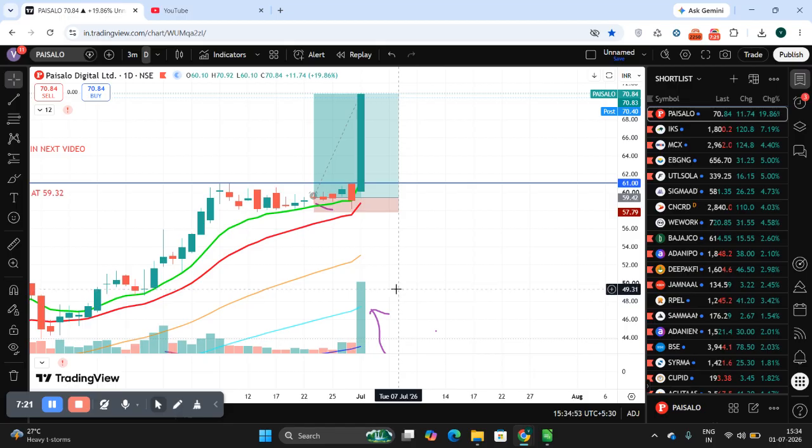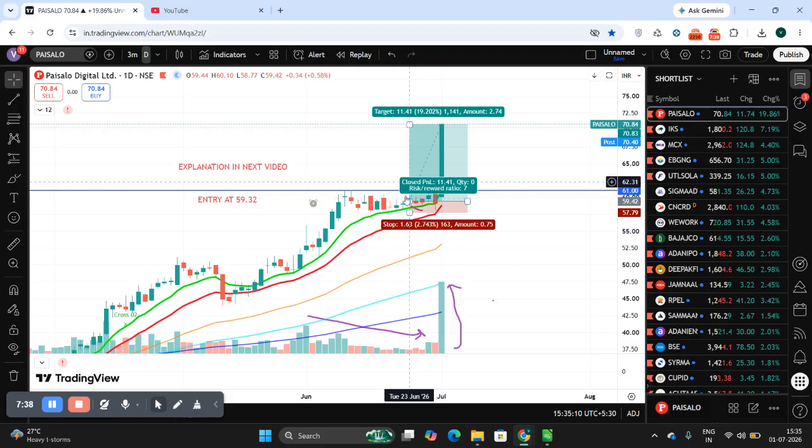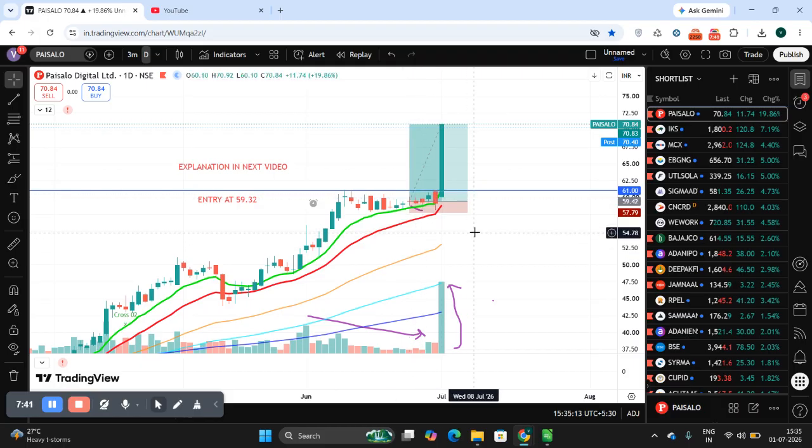Also, there was news that the promoters are depledging the stocks. The promoters are buying back, so that is a catalyst. The primary catalyst driving Paisalo Digital right now is a significant increase of promoter shareholding. It is insider accumulation.